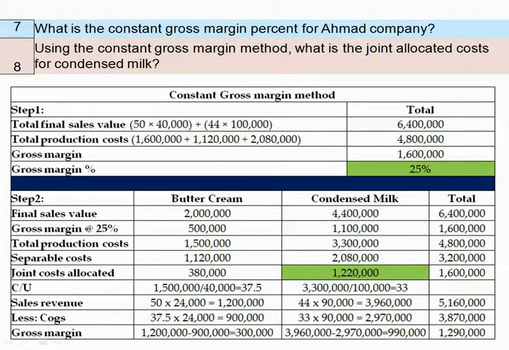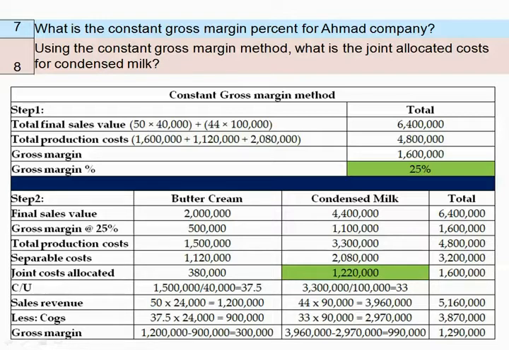Requirement number 7, what is the constant gross margin percentage for Ahmed company? To calculate constant gross margin percentage, first we calculate total final sales value equals 50 multiplied by 40,000 plus 44 multiplied by 100,000 equals 6,400,000.